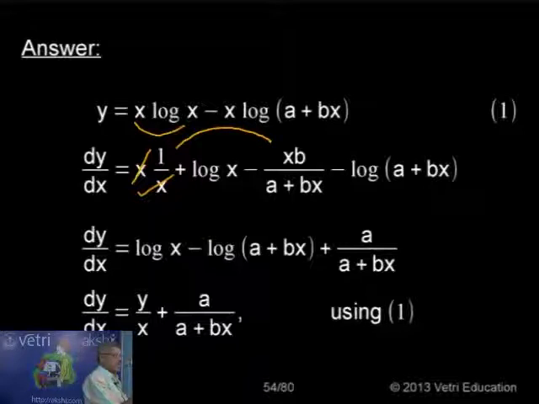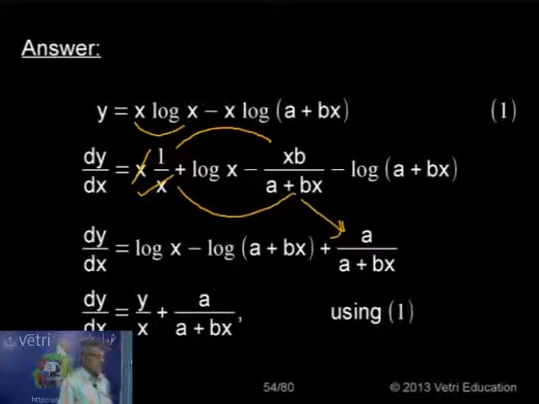Taking the LCM, a + bx − bx, the bx gets cancelled, and you get a/(a+bx). So log x remains as it is, minus log(a+bx) as it is, and these two terms, 1 − xb/(a+bx), give us a/(a+bx).